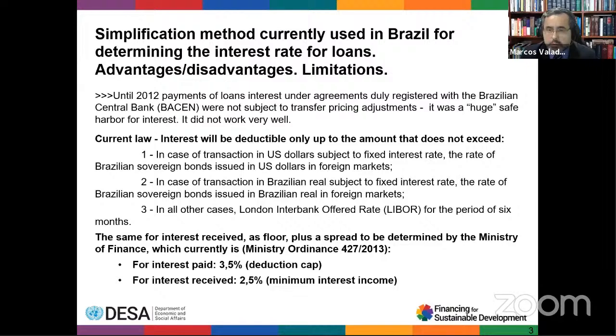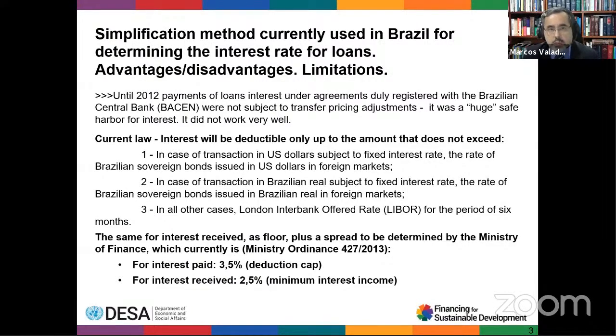Until 2012, payments of loan interest under agreements duly registered in the Brazilian Central Bank were not subject to transfer pricing adjustments. So it was a sort of safe harbor, a huge safe harbor. The taxpayer only needed to register the financial operation in the central bank, and that's just okay. It did not work very well.